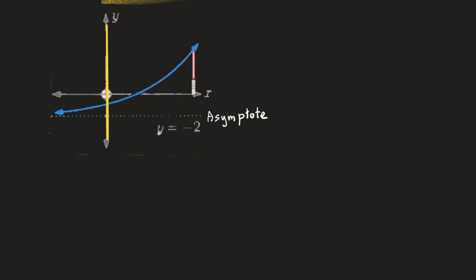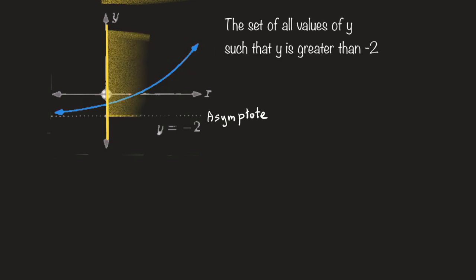The other arrow here shows us that these values can go into infinity. And so the meaning of this would be that it is a set of values where y is greater than minus 2, but not equal to minus 2. In set notation, we would start with a bracket and say y such that y is greater than minus 2.